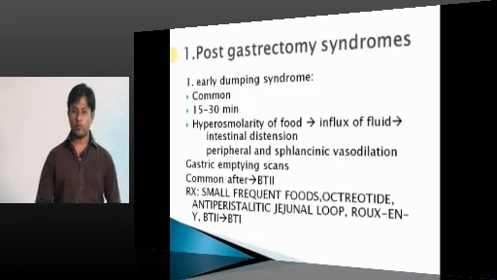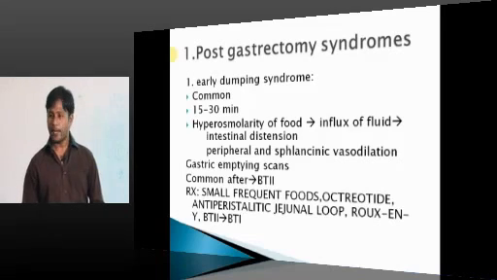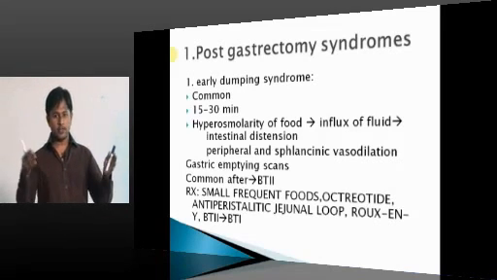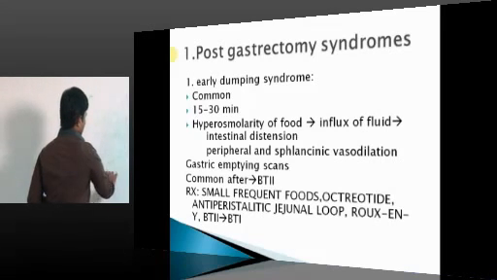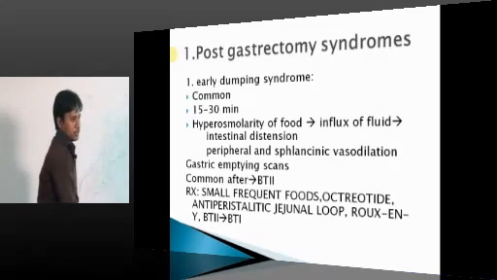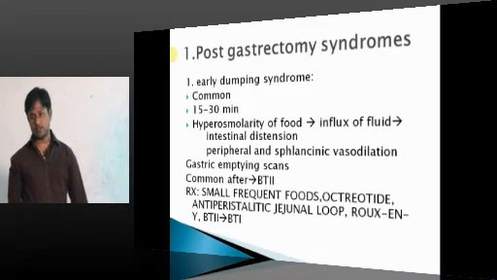And it is common after type 2 or type 1? Type 2, because with type 1 you will have the same way, it takes some time. Type 1 is the same thing, it will take some time. Type 2 is an attachment like this here, directly dumped into the intestines.